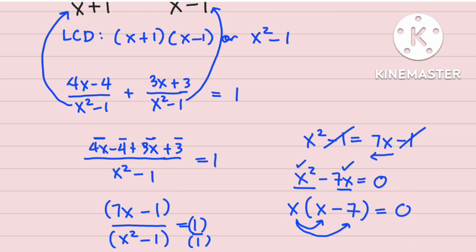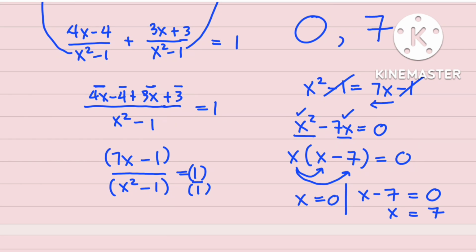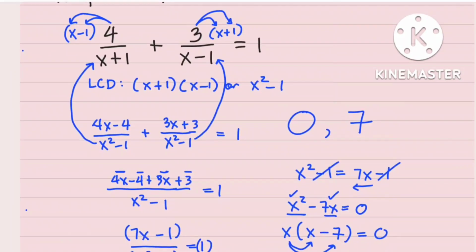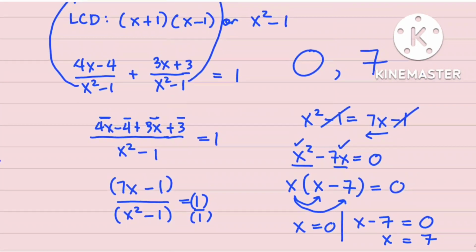This is 0. So if this product should be 0, then it means x can be 0 or x minus 7 can be 0. What should be the value of x so that x minus 7 equals 0? The answer is 7. So we have two possible answers here. X can be 0 or it can be 7. So 0 and 7 will make the equation true. Alright?